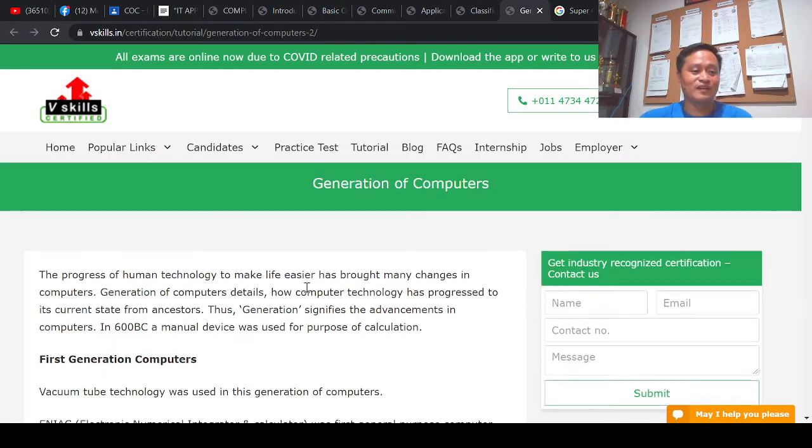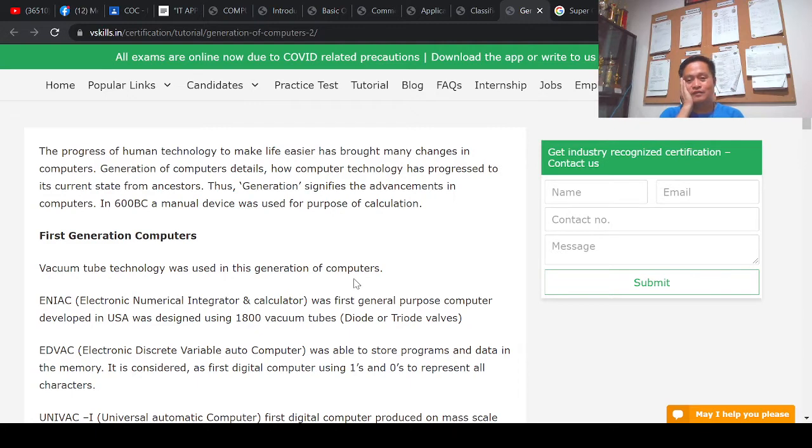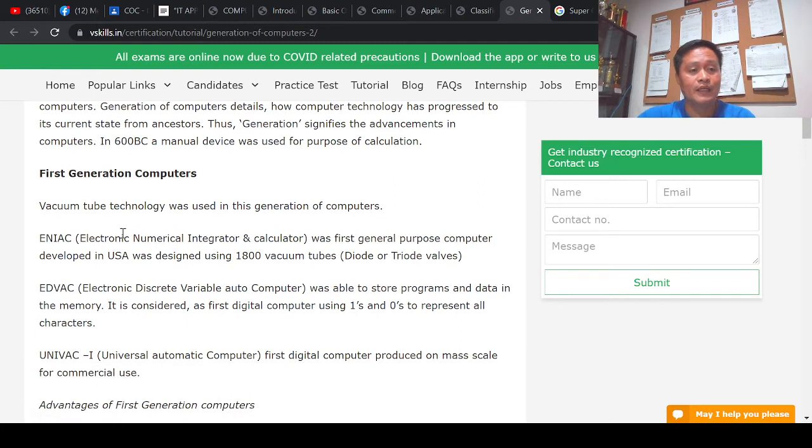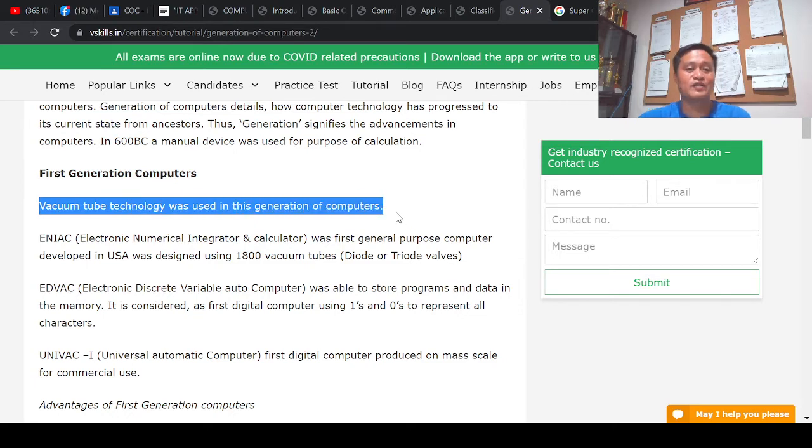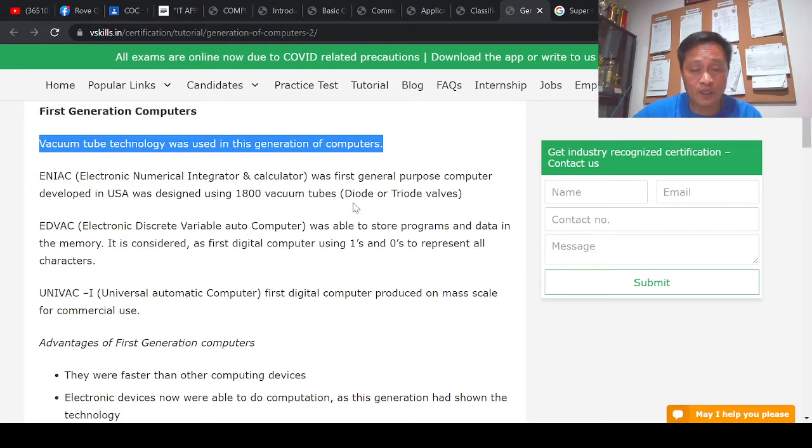Generation of a computer. There are, I think, 5 generations of computer since it started, and the first generation computers are actually what? Vacuum tube technology was in use for the first generation of computers. If you can still remember, we had televisions in our homes wherein the monitor is like this, and there's this big box at the back of the screen. That's vacuum tube technology, and it takes a lot of energy when you try to turn it on.